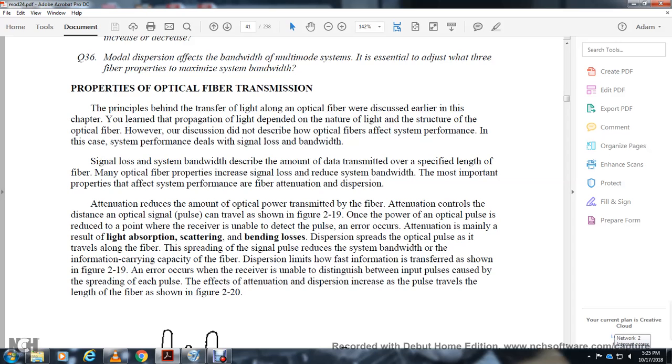The dispersion limit is how fast information is transferred, as shown in figure 219. The errors occur at the receiver. It is unable to distinguish between the input signal and the input pulse because of the spreading of each pulse. Pulses are affected by both attenuation and dispersion.